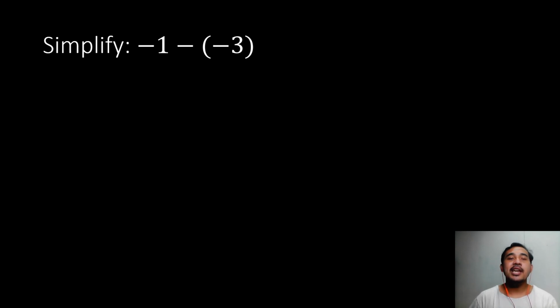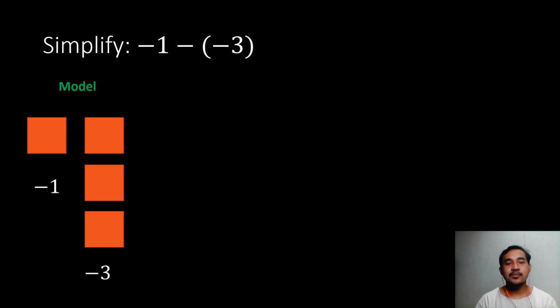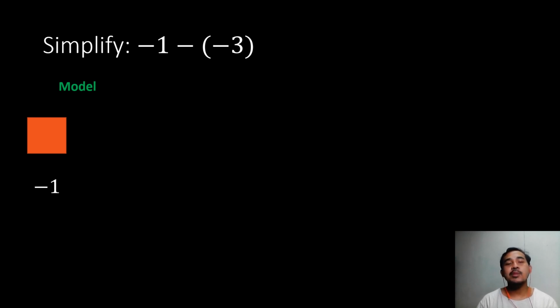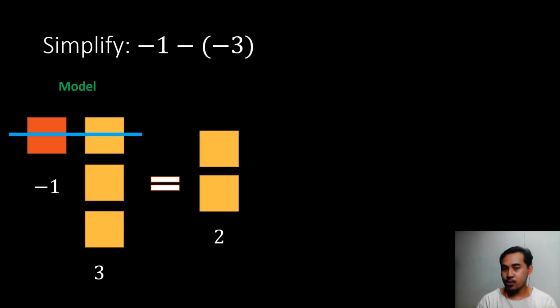Let's simplify -1 minus -3. So let's have the model. We have -1, and then we have -3. Changing the sign of the subtrahend, -3 will now be 3. Now, they are different signs, so we remove the pairs of positive and negative. Removing that, what is the remaining? That would be the answer, which is 2.